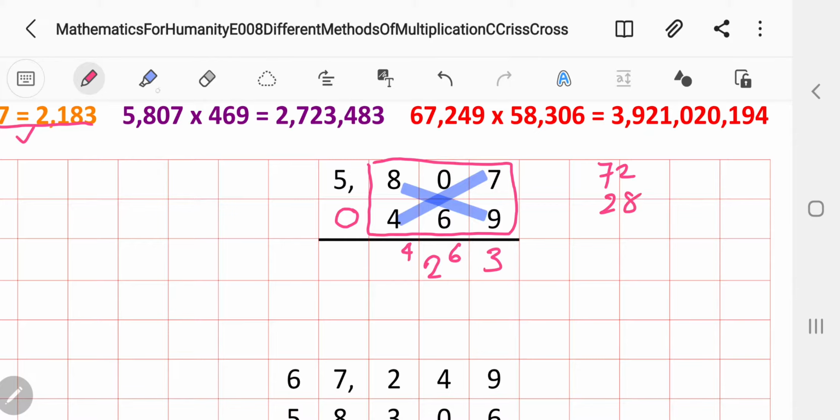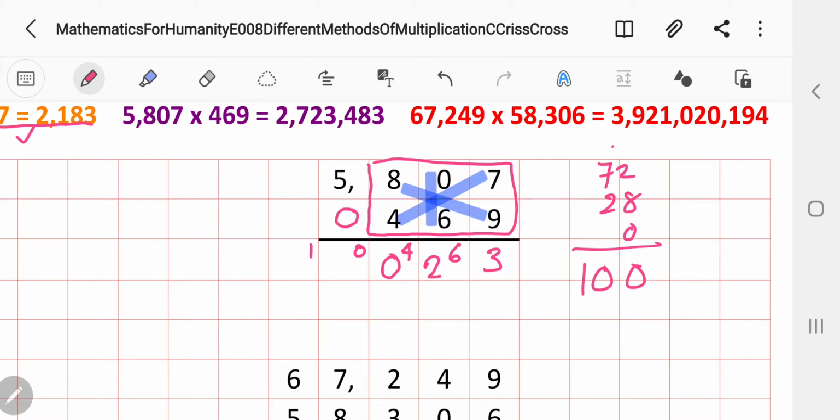28. And then here we have to multiply 0 and 6. So this is just 0. And then we have 2 plus 8 would be 10, so carry 1 here. 1 plus 7 would be 8, plus 2, this would be 100. So how do we write that? There are 3 numbers, so we write the 100 here. 1, 0, and 0 here. 100.